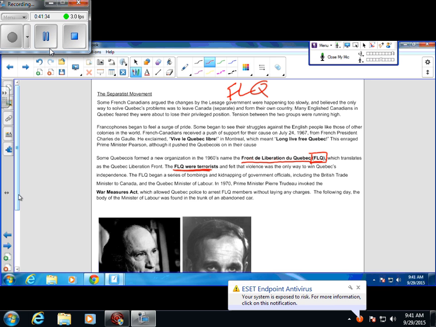The FLQ also used terrorist attacks to scare citizens, but they took their actions even farther by kidnapping key public figures such as James Cross, the British Trade Commissioner, and Pierre Laporte, the Deputy Premier of Quebec. Pierre Laporte was eventually killed by the FLQ, which led to Trudeau, the Prime Minister during this time period, invoking the War Measures Act in order to restore peace and order.